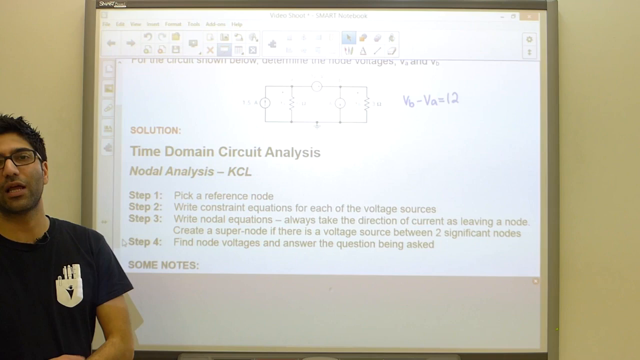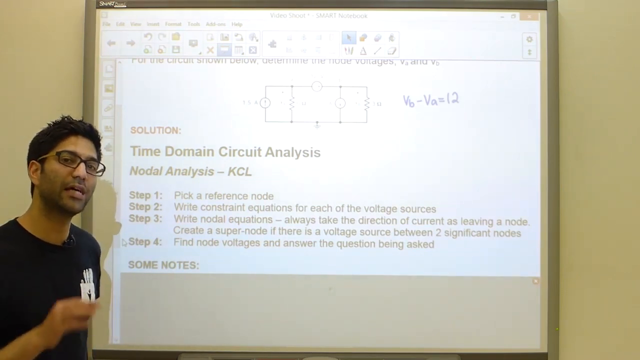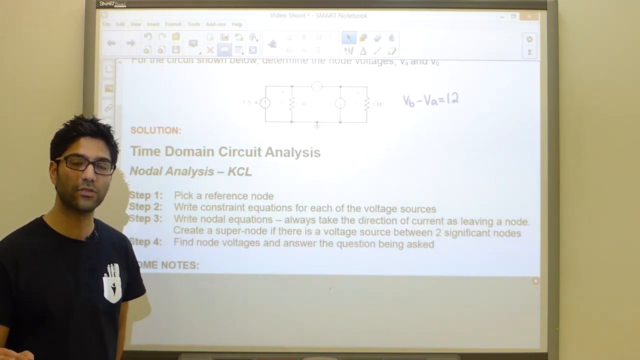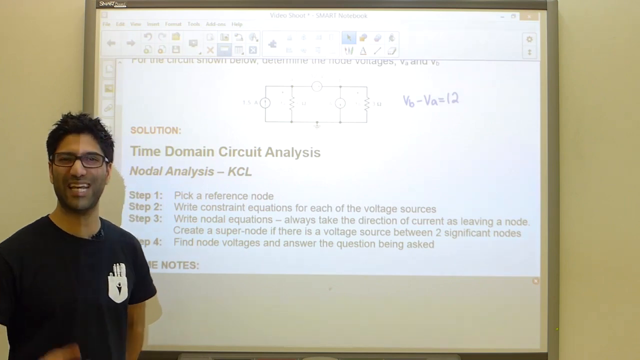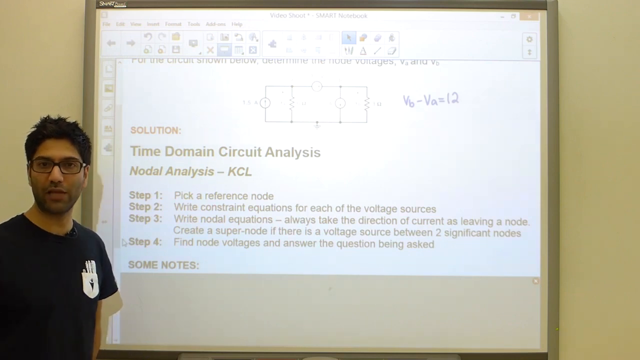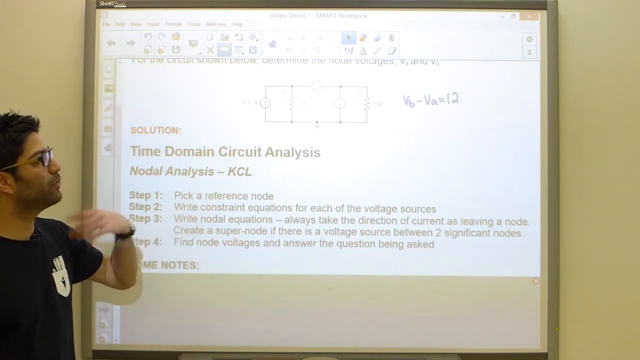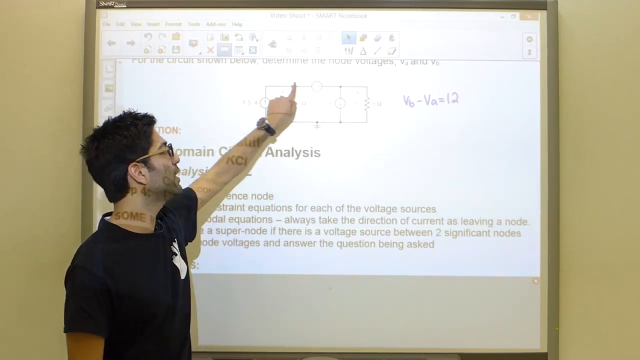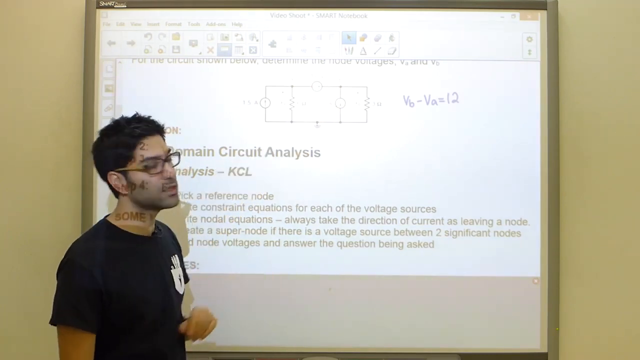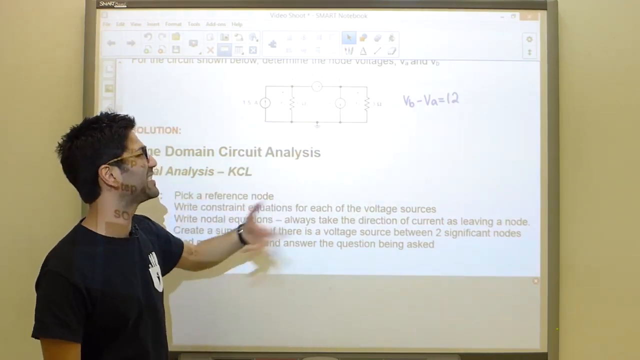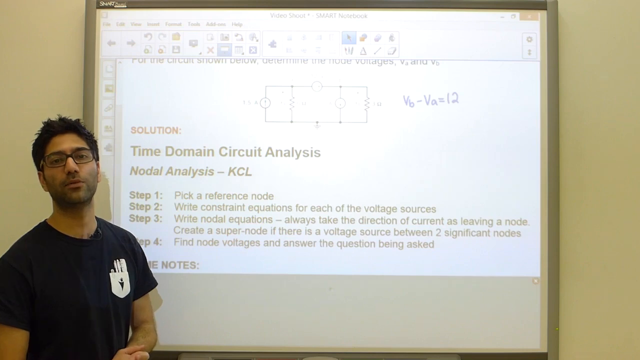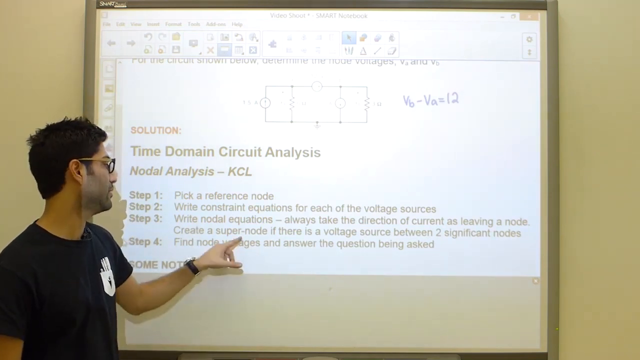At this stage, you should realize that it's a good idea to create a supernode if there's a voltage source between two significant nodes. Even though this sounds intimidating, the supernode technique actually exists to make your life easier. We realize here that there's a voltage source between two nodes whose voltages are both unknown, and so we're going to solve this problem using a supernode. But first, I will set it up without using that supernode, and you will see how much simpler the problem becomes once we apply this method.